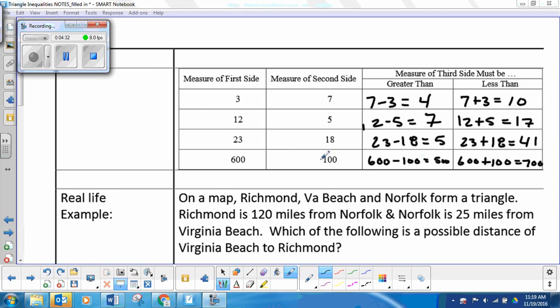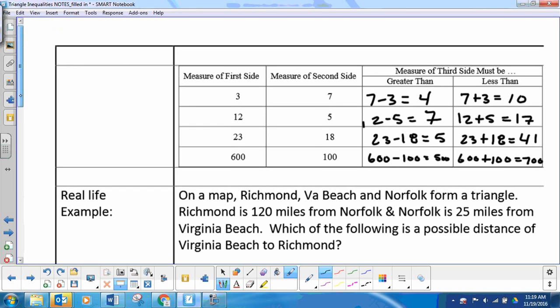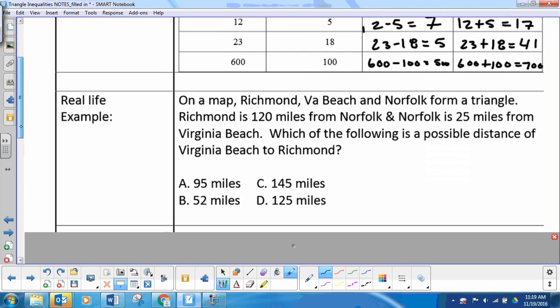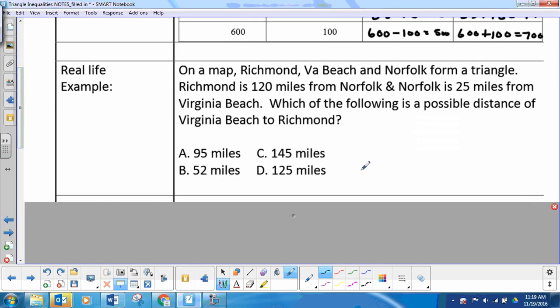So it doesn't really matter how large the triangle could be, because we could have a triangle worth miles, with units of inches, whatever the triangle is that is in question, which kind of brings up this real life example. You can see here on a map, Richmond, Virginia Beach, and Norfolk form a triangle. Richmond is 120 miles from Norfolk, and Norfolk is 25 miles from Virginia Beach.